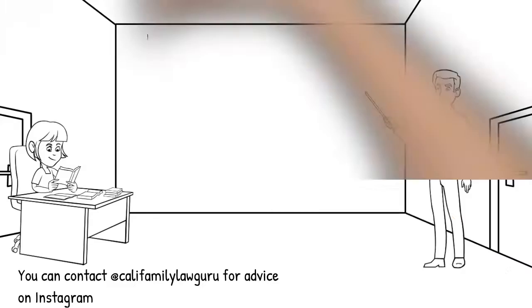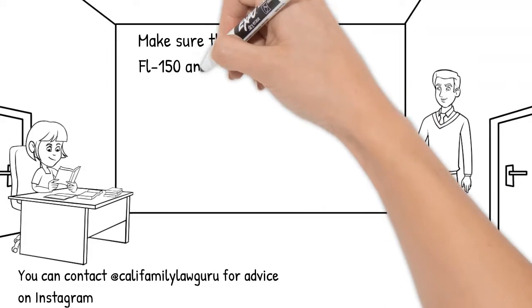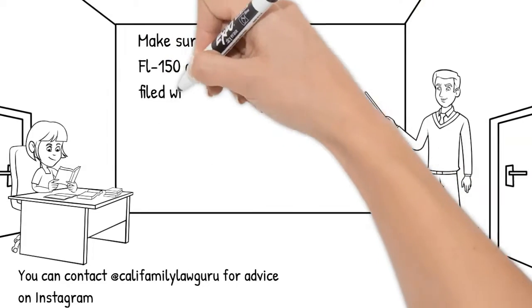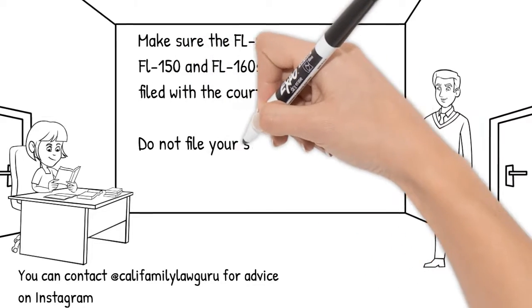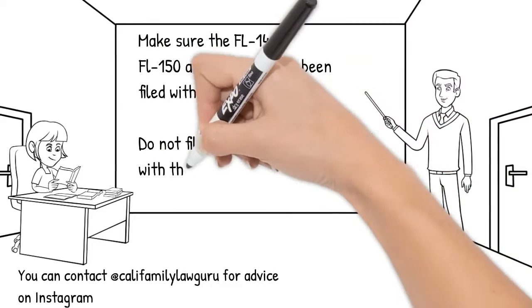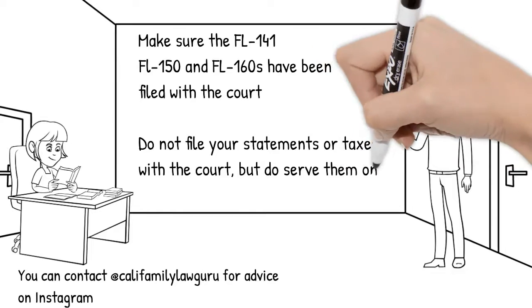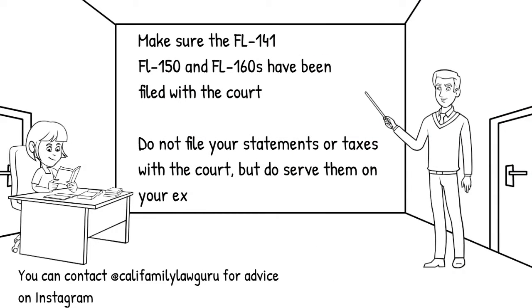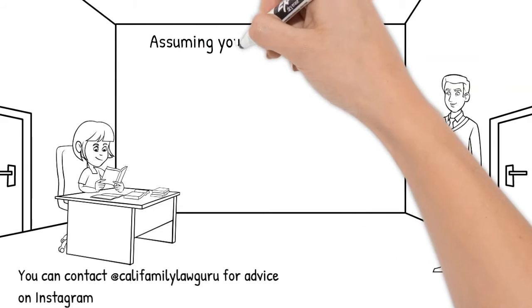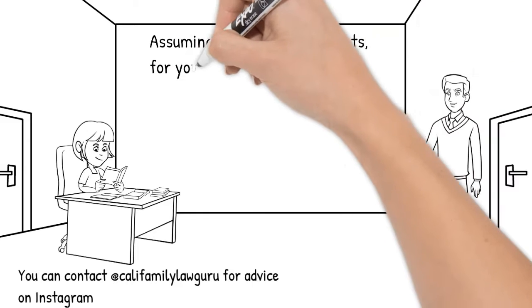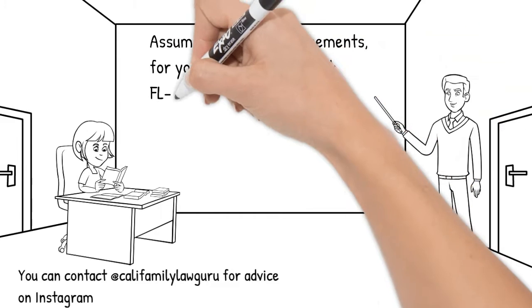have. You want to make sure that an FL 141 is filed with the court for both parties, as well as the FL 150 form regarding income and expenses is also filed with the court for both parties. If you reach agreements, then you can file an agreed judgment. For an agreed judgment, you're going to need these forms.